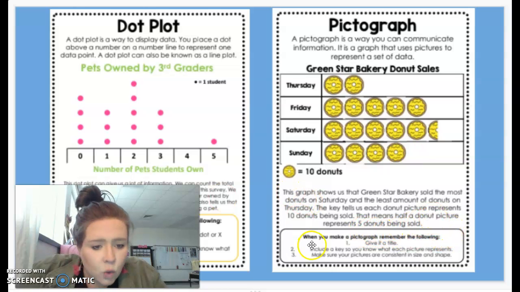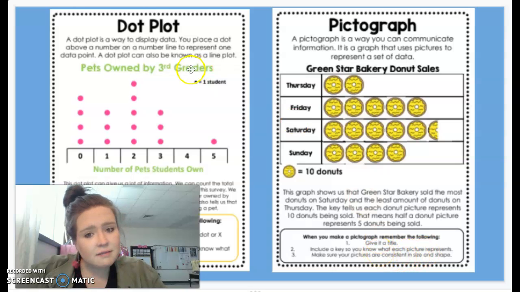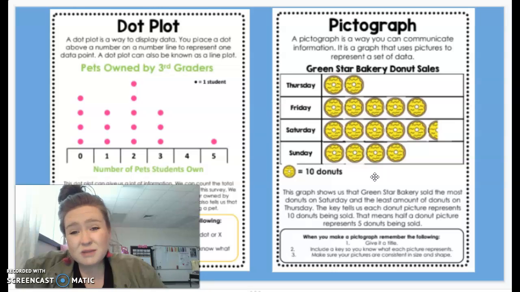Okay? When you make your pictograph, remember the following. Give it a title. Same thing as a dot plot. You have to give it a title. Include a key so you know what each picture represents. Sometimes your picture represents 1 donut. Okay? So you would just put a donut equals 1 donut. Or sometimes it represents 2 or 5 or 3.